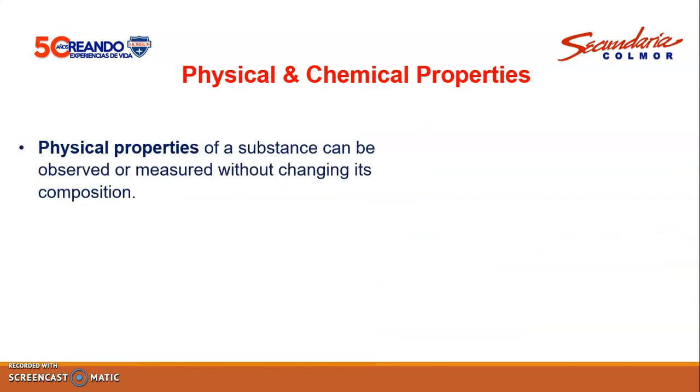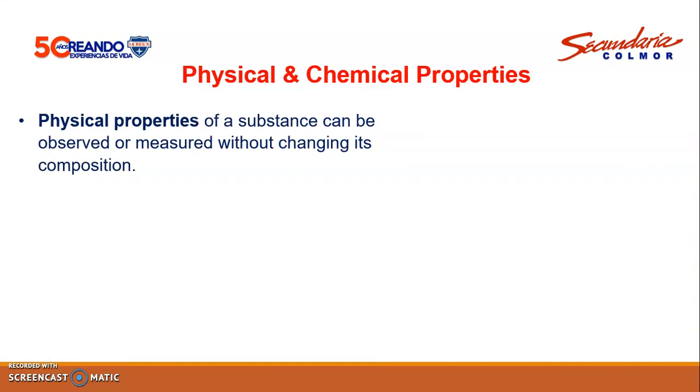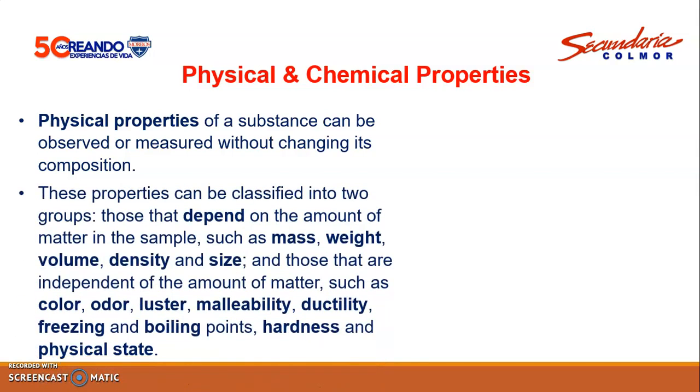Okay, so the physical properties of a substance can be observed or measured without changing its composition. The moment that you change the composition of matter or a substance, then you're not talking about physical properties. These properties can be classified into two groups. Okay, the first group is the properties that depend on the amount of matter in the sample. For example, mass, weight, volume, density, and size. These properties depend on the amount of matter.